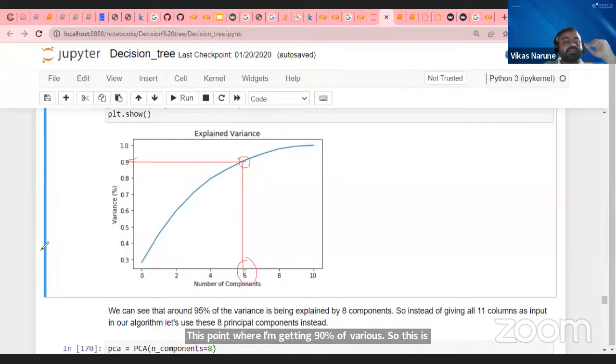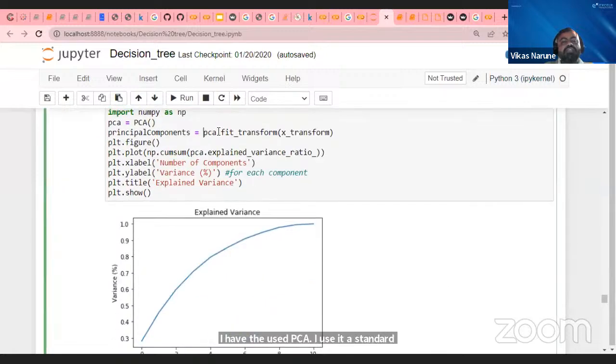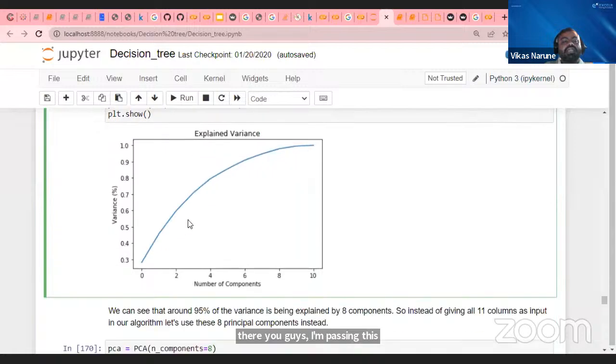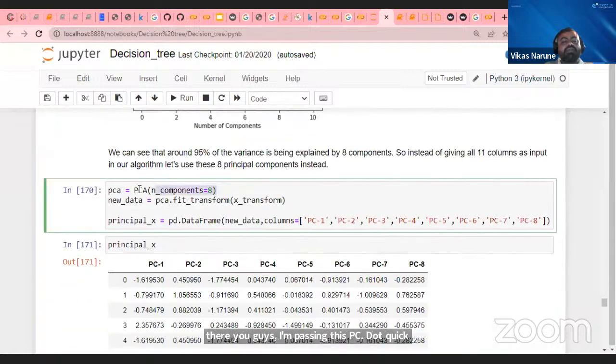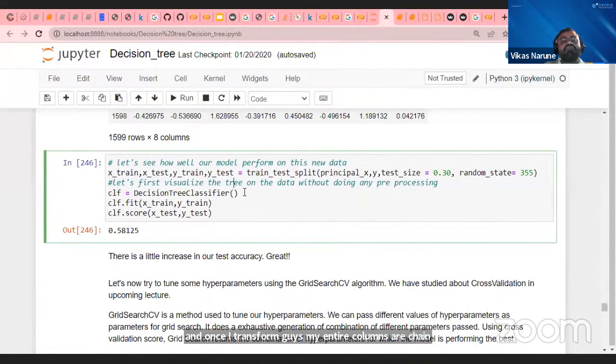See here, I've done 2 methods. I used a standard scaler, and then I'm passing the scaled data to PCA dot fit transform. Then I'm creating only 8 components and fitting my data with fit transform. Once I transform, guys, my entire columns are changed, they become the principal components. And with this transformed data I'm trying to fit my models here.